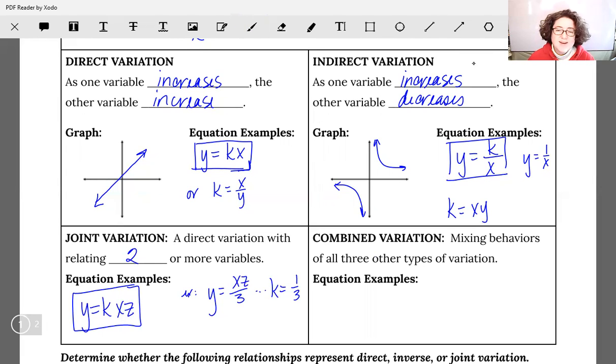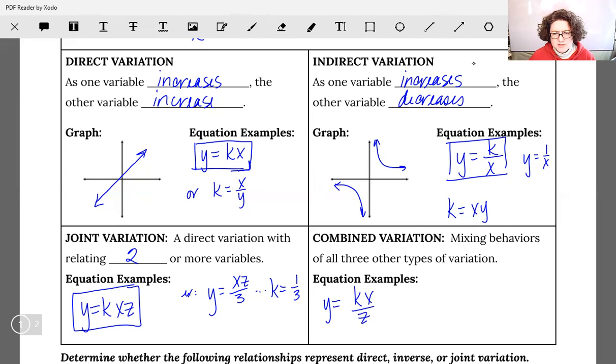And then we also have combined variation problems. So it's going to be a mix and match of different variations. So for example, we could have y equals kx over z. So notice the k is still in the numerator. We're multiplying by the x, like direct variation, and dividing by the z, which is like our indirect variation.